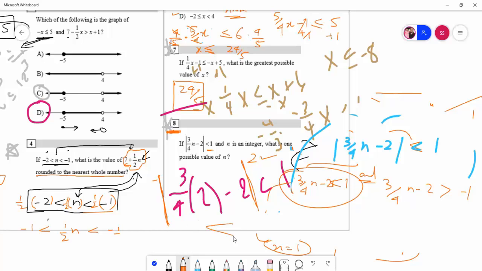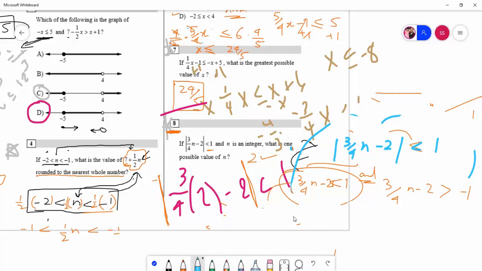So whenever you're having a less than or less than equal to sign, you will put an "and" between the two inequalities which you will make. And if there's a greater than or greater than equal to sign, you will put an "or" in between the two inequalities. Okay. So let us try to solve these two inequalities and see what we're getting for n.